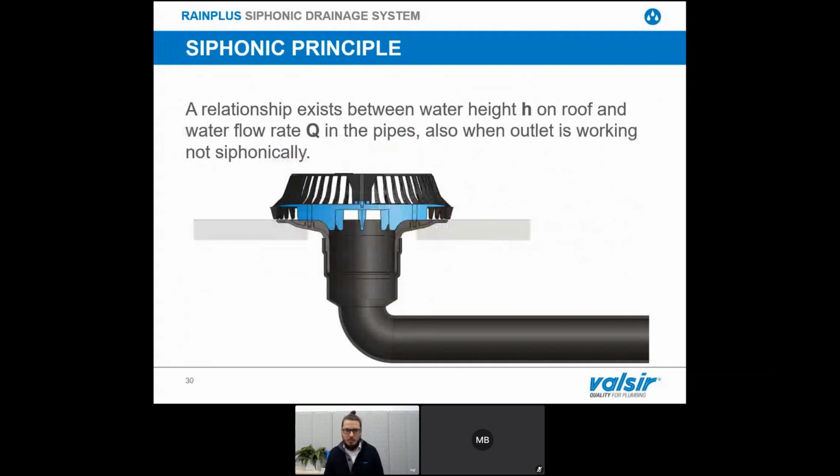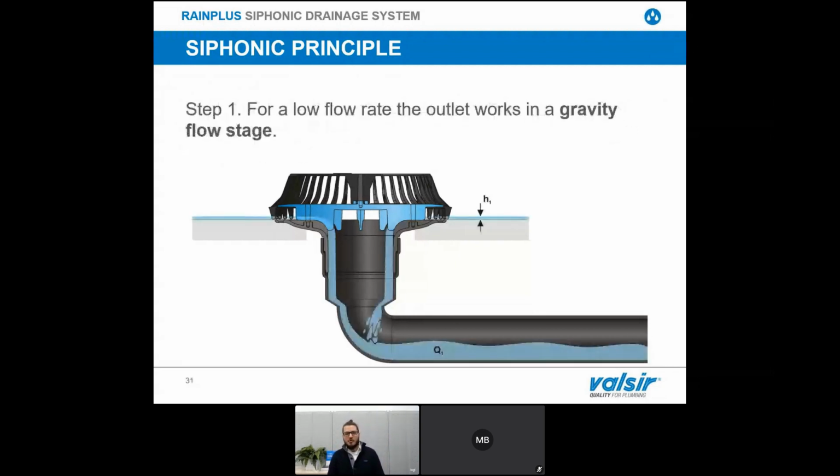Thanks to the Bernoulli Principle, then, we can create a relationship between the height of the water on the roof during a rainfall event and the flow rate inside our system. It means that even when the system is not working Siphonically, we can start to drain the water. When it starts to rain, we have a small amount of water on the roof and the system is working by gravity. So we have the gravity flow stage.